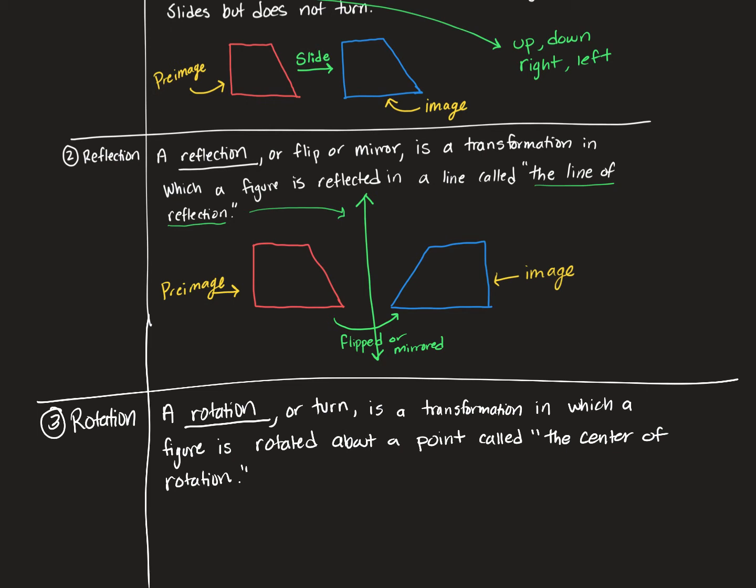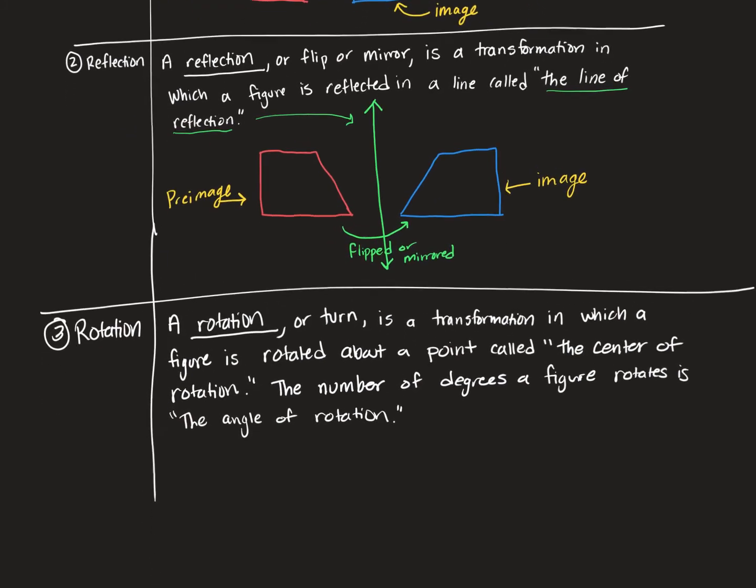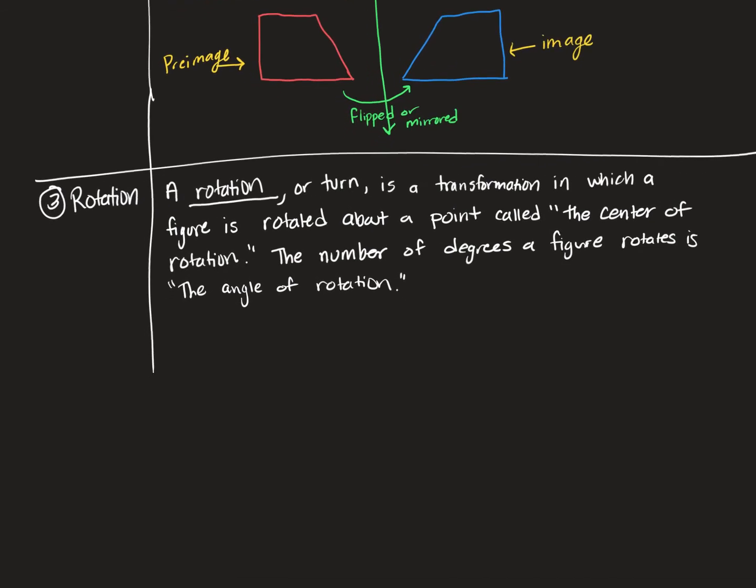There's just one more sentence, and then we're just going to draw it out. The number of degrees a figure rotates is the angle of rotation. I'm going to move the screen up. Hopefully you guys have the reflection part.